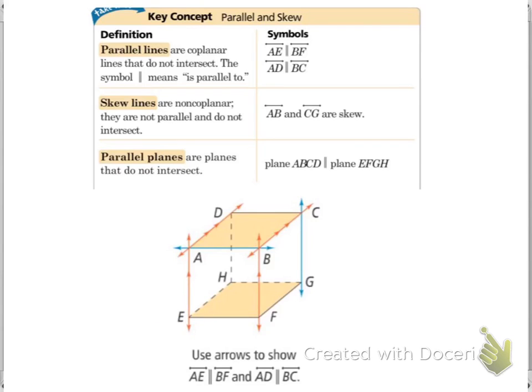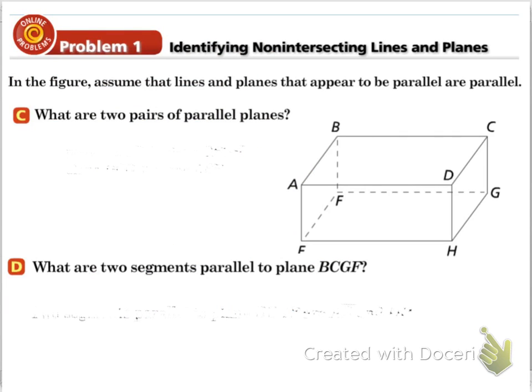Parallel planes are planes that do not intersect. They are planes that are parallel. So picture a box. When you pick up the box at each end, those planes are parallel with each other. So here's an example of the planes that are parallel. This plane that they have indicated here, that's parallel planes right there. Okay? So in the figure, assume that lines and planes that appear to be parallel are parallel. So we're going to identify non-intersecting lines and planes. That's what we're working on here.